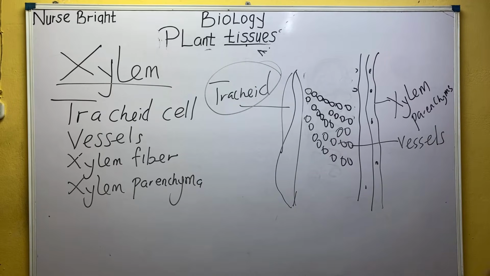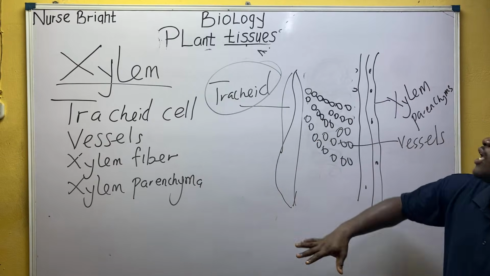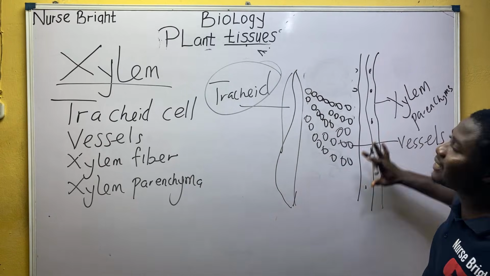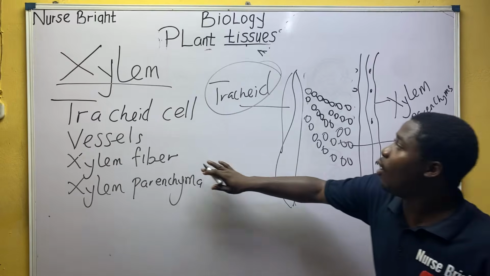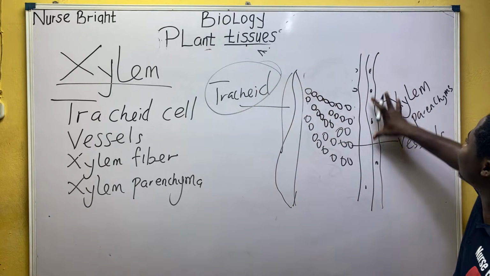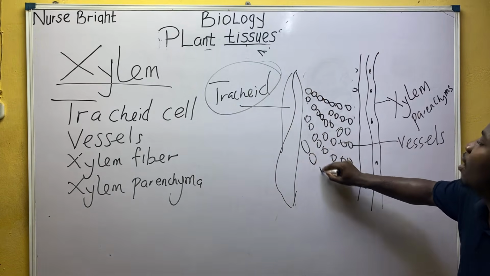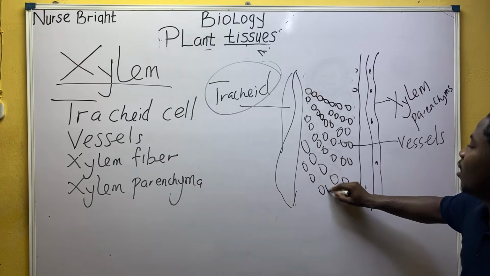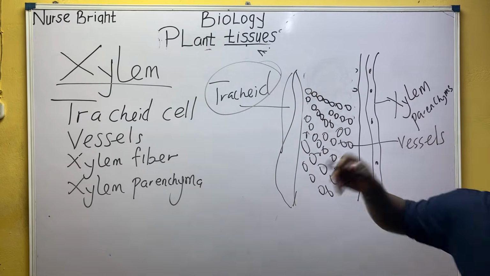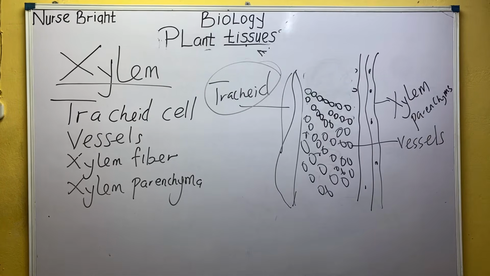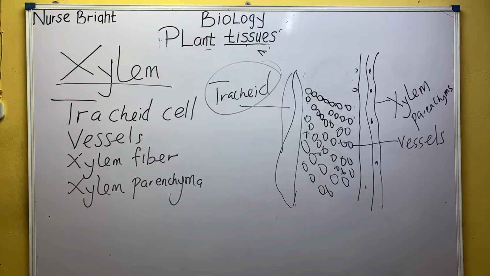Now, for the xylem fiber, they are all around the xylem. They are around the tracheids, the xylem parenchyma, and also the vessels. They are only for mechanical support. They give strength to the xylem tissues. They are only for what? Mechanical support in a plant. The xylem helps in the transfer of what now?